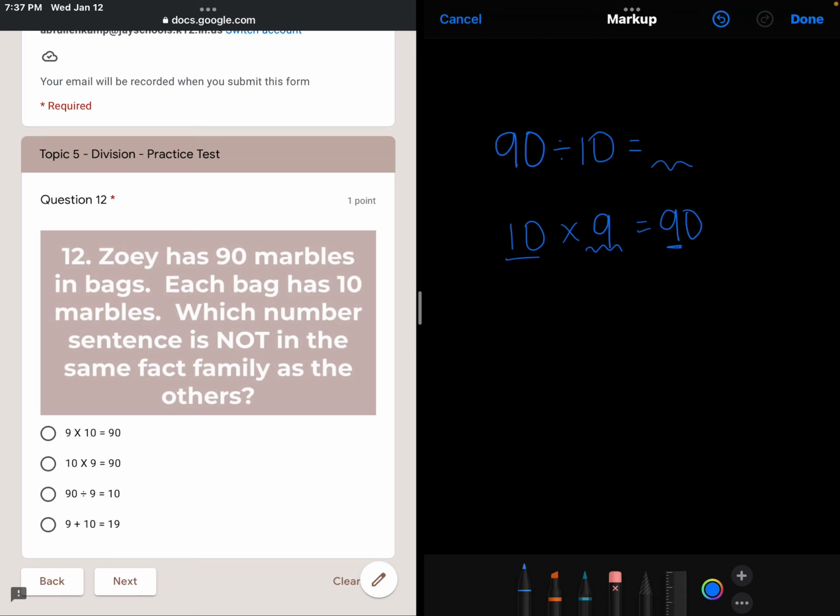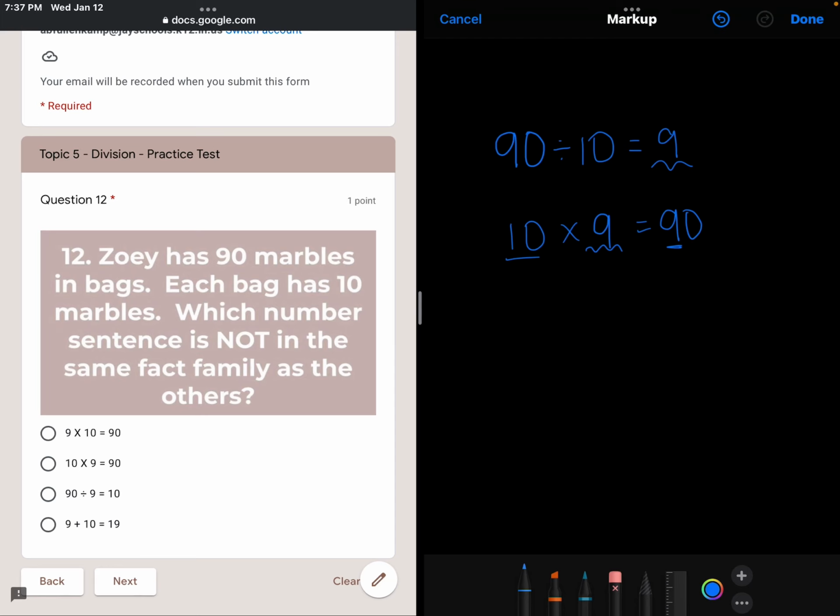90 divided by 10 equals 9, or 10 times 9 equals 90. Well, there's my 9 times 10 equals 90, which is the same, just flip-flopped, commutative property, as 10 times 9. There's my 10 times 9 equals 90, so that's not going to work because that is part of the fact family. Both of those are part of the fact family. We want ones that are not part of the fact family.